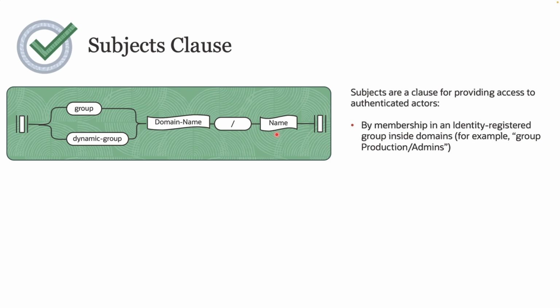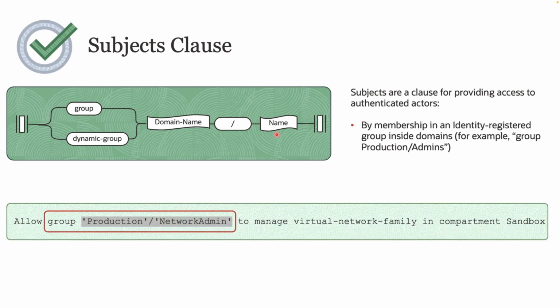Let's take an example. Suppose you want to write a policy for the network admin group in your production domain. Then the policy will look like what you see on the screen. For now, just focus on the subject, where the group keyword is used and then domain name / group name.